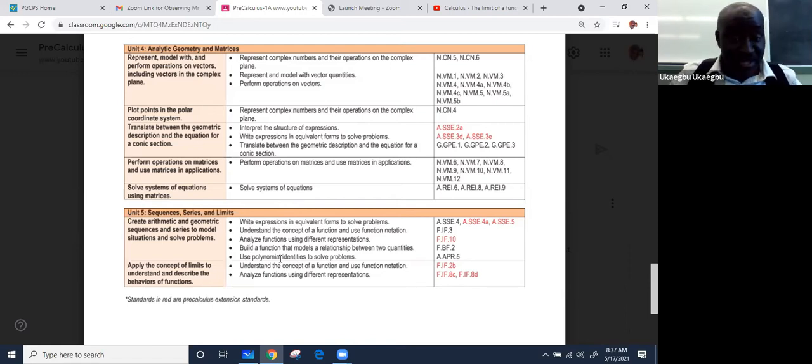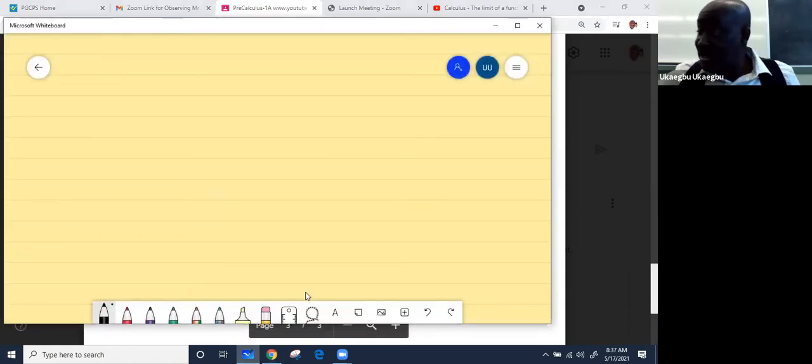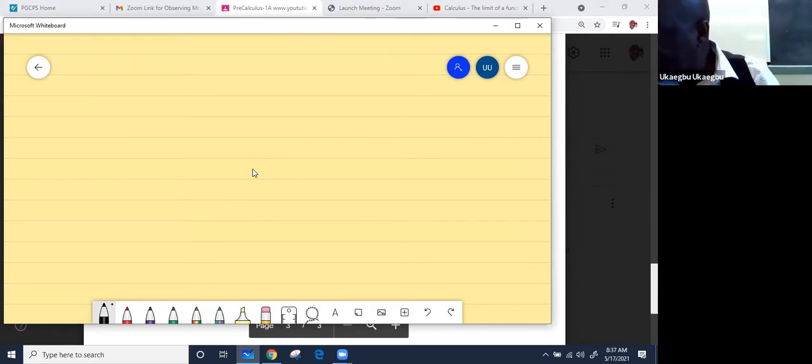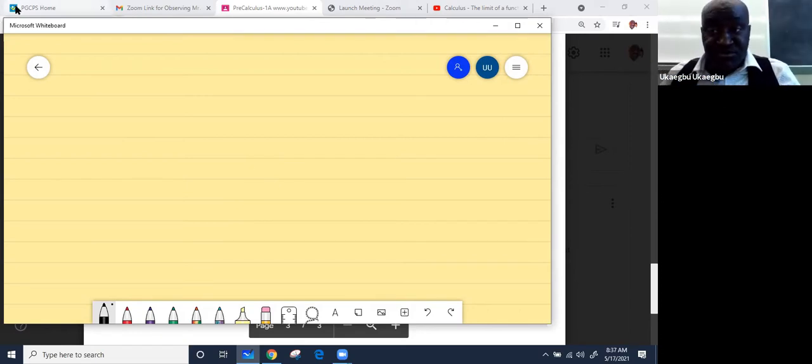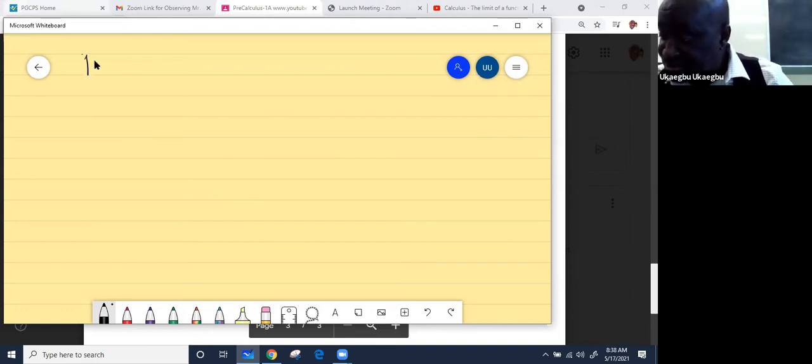So we are going to do a very quick warm-up, and it's going to be super easy. I'm just going to draw a rectangular lawn, and then I'll ask you to do two things. One is to find the perimeter of the lawn, and secondly, to find the area of the lawn. First, this is the warm-up. Please make sure you write your full name, class period, and date. The topic is going to be introduction to limits.